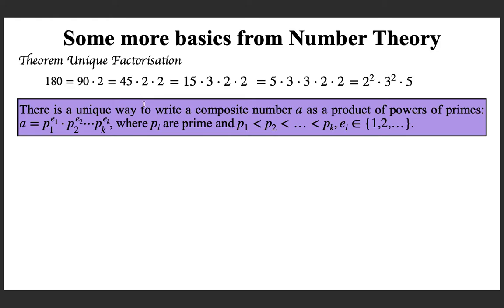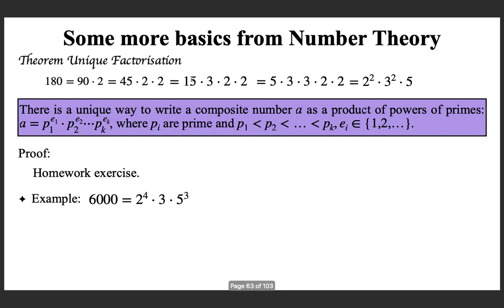There is a unique way to write a composite number A like this as a product of powers of primes. So A can be written as P1, which is a prime, to the power E1 multiplied by P2 to the power E2, etc., Pk to the power Ek, where Pi are prime, and we can always arrange it in the increasing order of prime values. So this is the unique factorization theorem. It is very intuitive as shown by this particular example, and I am leaving the proof as a homework exercise.